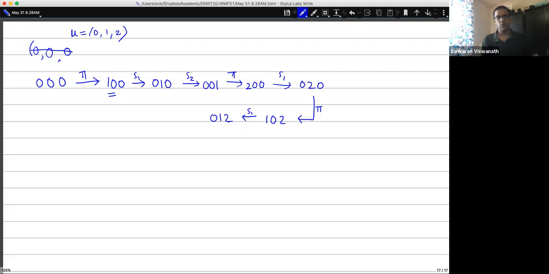So this was the box greedy reduced word, as we called it, which gives me U of 0, 1, 2. U of mu is this long word, which is pi followed by S1, S2, pi, S1, pi, S1. Okay, so that's my word, U of 0, 1, 2.